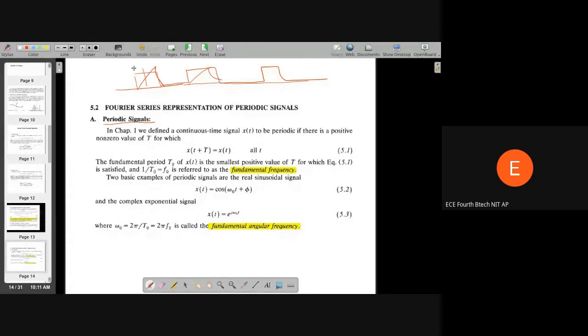So anyways, the representation of periodic signals is the first thing that came up.